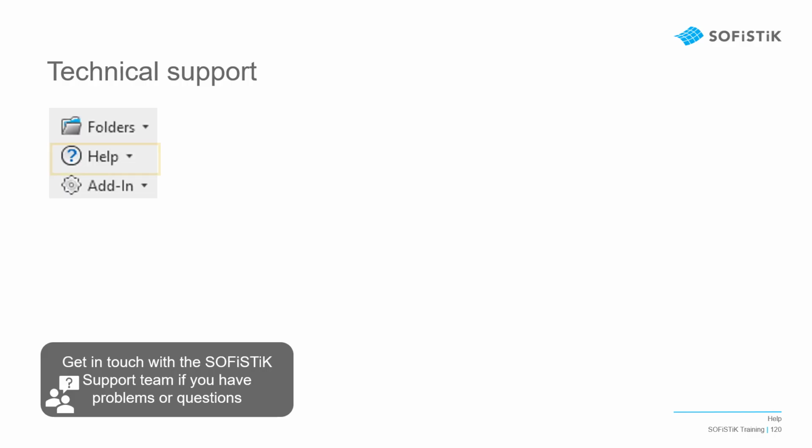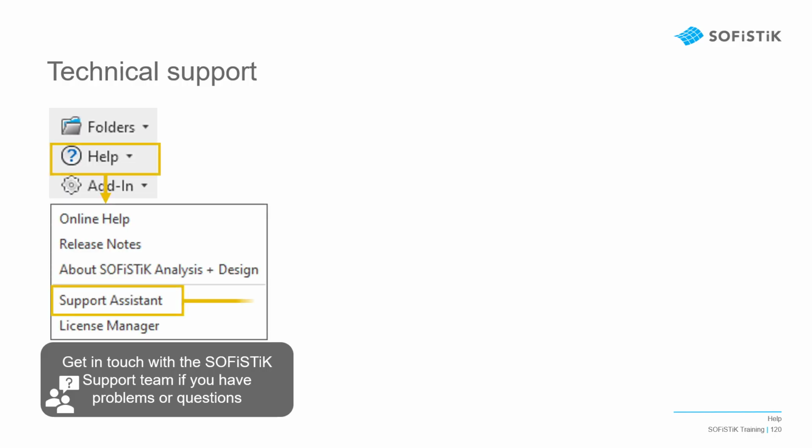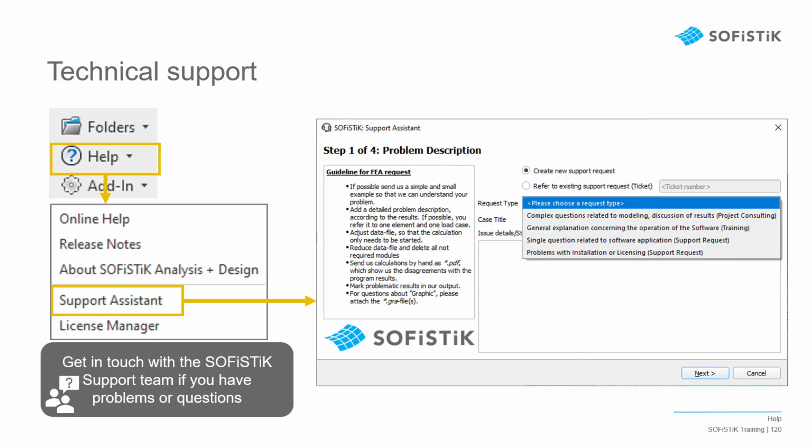In the Help menu, you will find a support assistant, which will help you submit your request. Simply follow the steps indicated by the assistant and send your request by email. The support team will then get in touch with you via email, telephone, or online screen sharing.